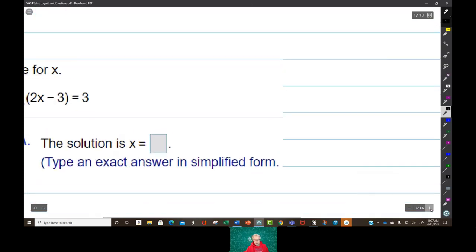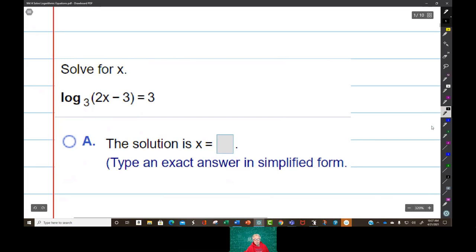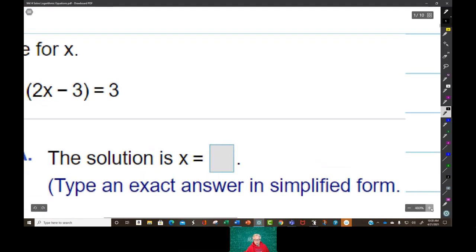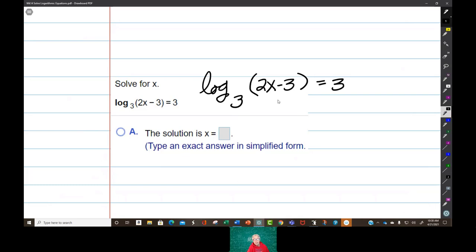Here we have log base 3 of an argument that is 2x minus 3, and that equals 3. So first let's take this apart. I'm going to write it larger. Log base 3 of the argument 2x minus 3 equals 3. Now here, this isn't just x, this is 2x minus 3. So we have to be very careful here. We have to find the domain before we do anything else.